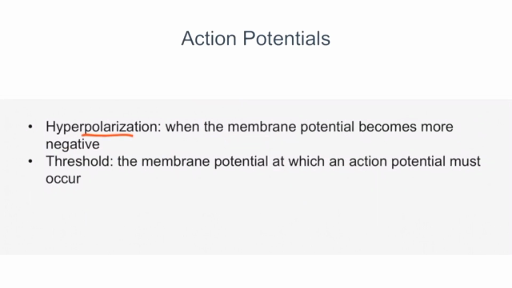Hyperpolarization is when the membrane potential becomes more negative. Threshold is the membrane potential at which an action potential must occur. Some of these definitions can be confusing, so I'll be sure to explain them as we go through an illustrated example of an action potential. Okay, so let's draw this out.